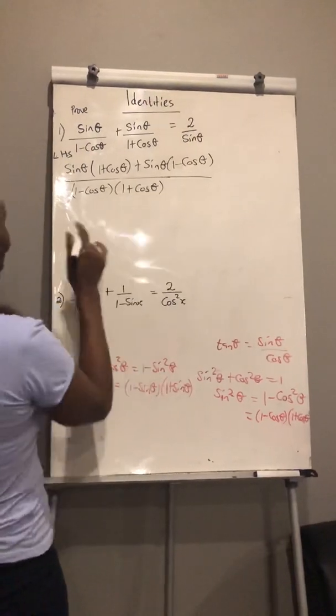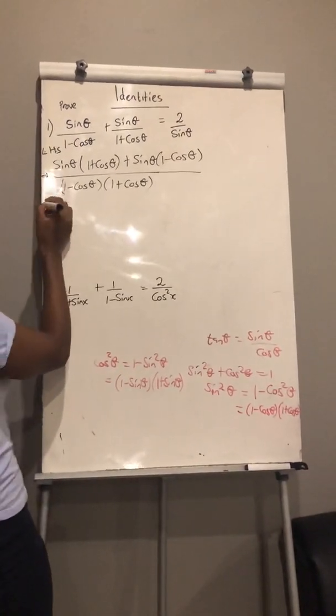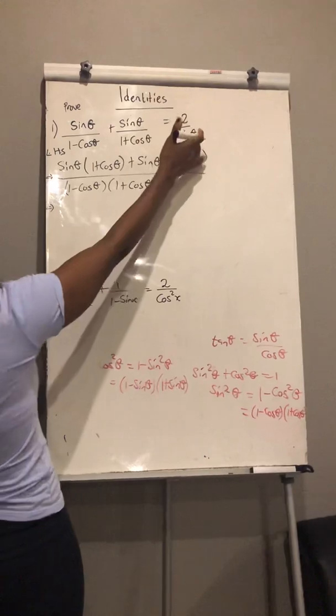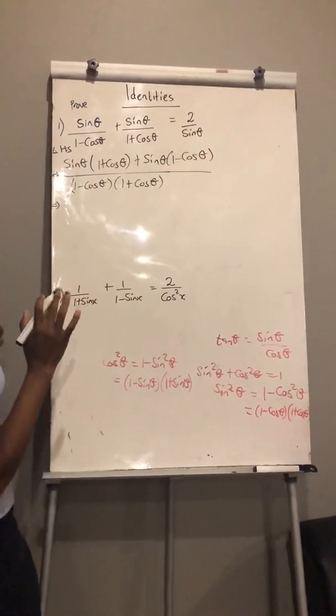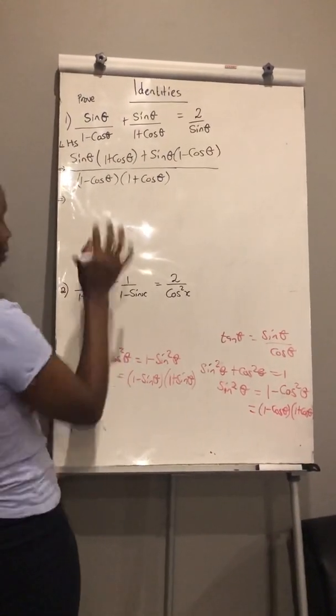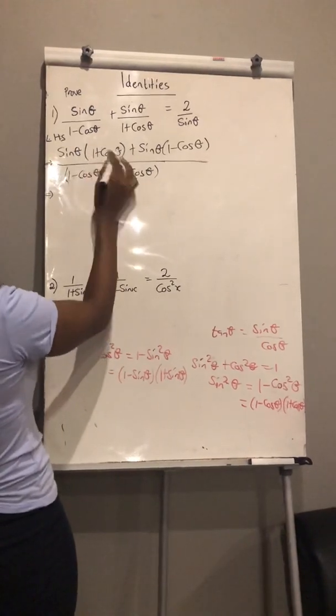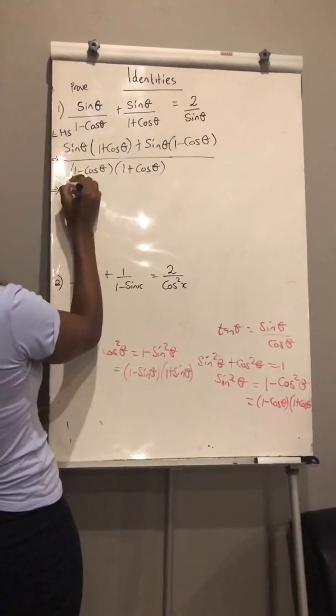I am more concerned about space today. Okay, so remember we want to get to this point. So let's simplify it until we get there. We can see we can get rid of the brackets on top.